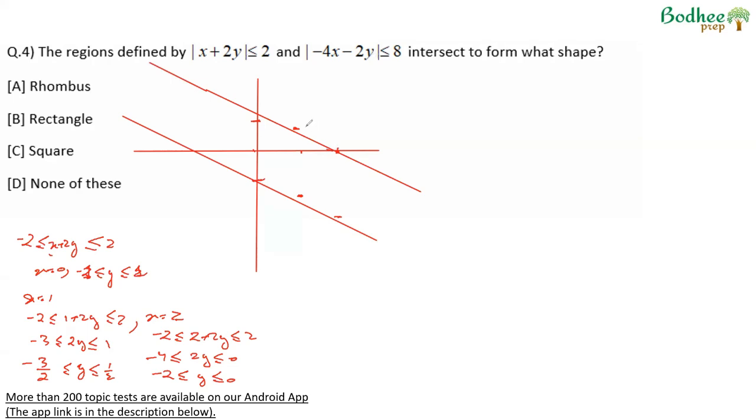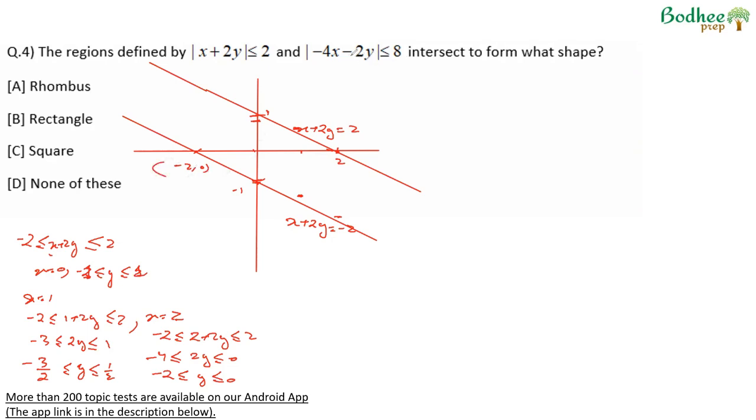As is evident, this line at the top will be x plus 2y is equal to 2. This line will be x plus 2y is equal to minus 2. Opening the bracket, plus 2 and minus 2. This point here is 0, comma 1. This is 0, comma minus 1. This is 2, comma 0. This is minus 2, comma 0.